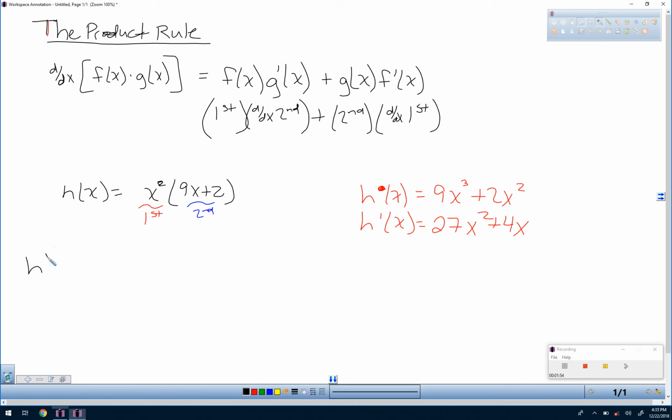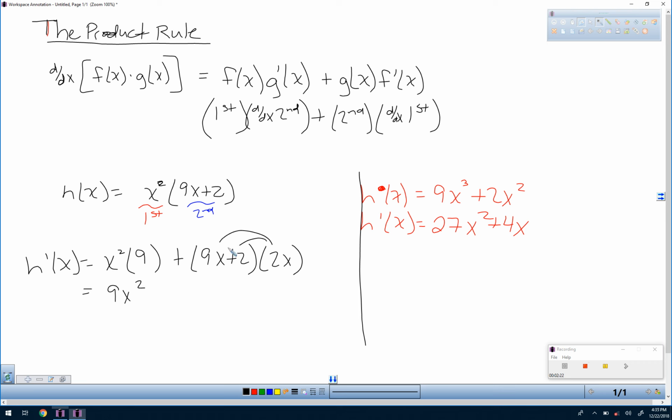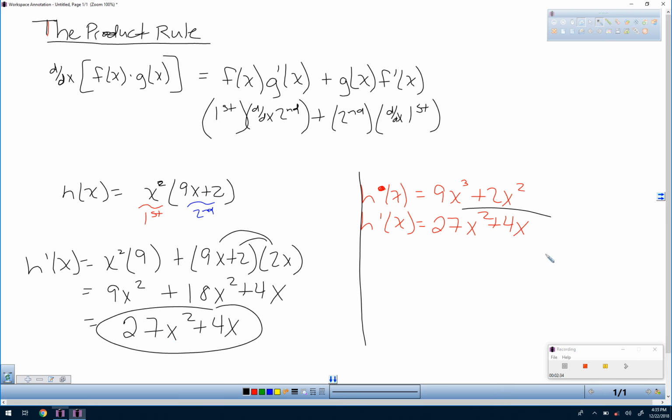So here's what my derivative would be if I use the product rule. Now I should get the same answer as I got over here. So first, x squared, times the derivative of the second. Well, the derivative of 9x plus 2 would just be 9, plus second, which would be 9x plus 2, times the derivative of the first, which would be 2x. That doesn't look like the same thing, but if I clean this up, I'll get 9x squared, and if I distribute this, I would get 9x times 2, so that would be 18x squared plus 4x. Combine my like terms, I get 27x squared plus 4x. So again, we got the same derivative.